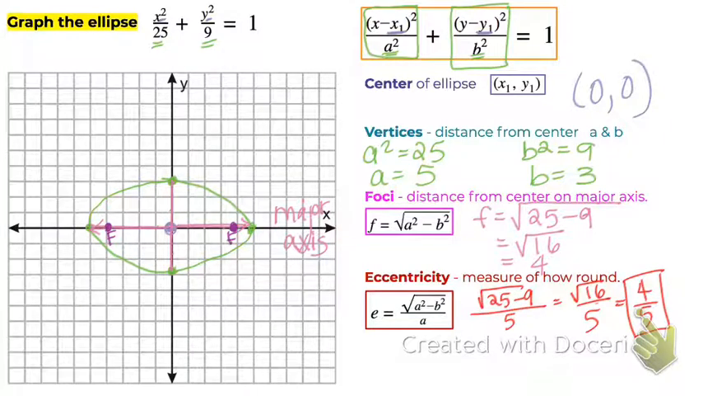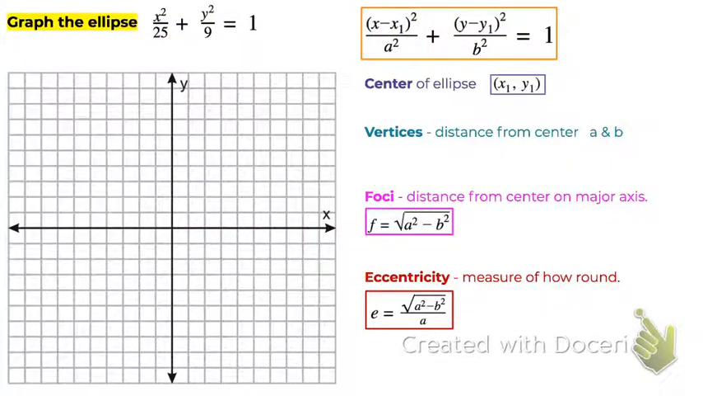All right, let's try another one. I want to show you this, and then this one right here. This one right here is very similar, except instead of having 25 here and 9 here, we have 9 and 25. So the reason I wanted to show you this, I'm going to go through it quickly because we already know, remember, the center is at 0, 0.